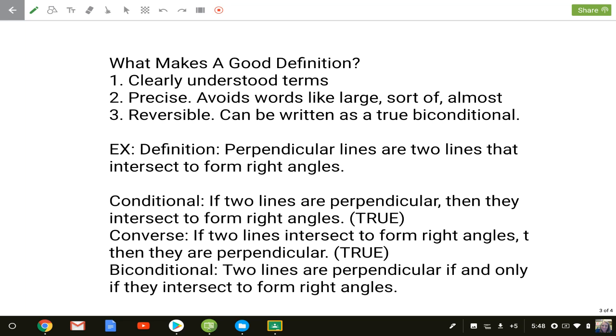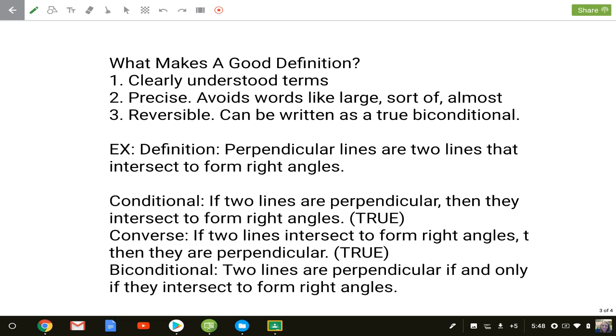Okay, and then the second thing we need to check is that it's precise. So I'm not going to use words like big, large, sort of, almost. I want to be really clear and specific. And the third one is that it's reversible. So if I can write it as a true biconditional, that means I can write the conditional out, I can write the converse, and both of those are true, and so that means I could make it into a biconditional statement, then that makes a good definition.